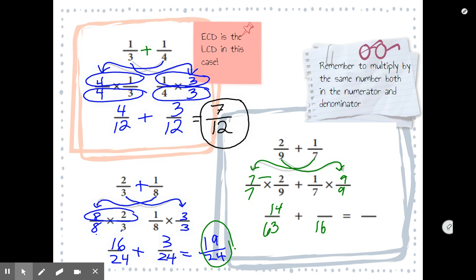Oops, why did I put 16? Should be 63 as well, because 9 times 7 here should also be 63. What's 1 times 9? 9. 14 plus 9. 23. 63. Okay, 23 is prime, and it will not go into 63 evenly. So even though 63 isn't prime, it can only be divided by 3, but 23 cannot.